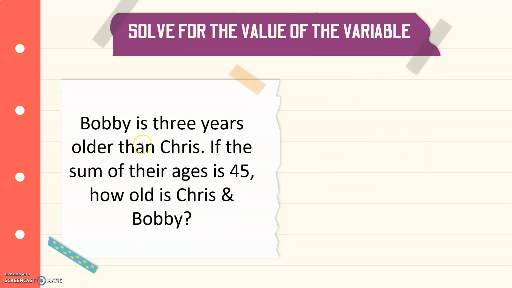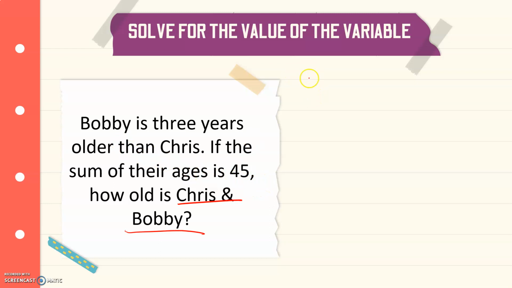Let's try another example. Bobby is 3 years older than Chris. If the sum of their ages is 45, how old are Chris and Bobby? So this time we're asked to look for the ages of Chris and Bobby. We are given that Bobby is 3 years older than Chris, but Chris' age was not given. However, we know that the sum of their ages is equal to 45.